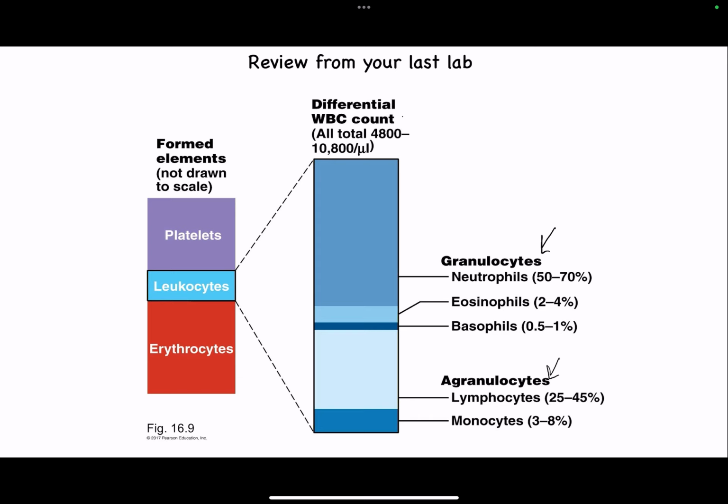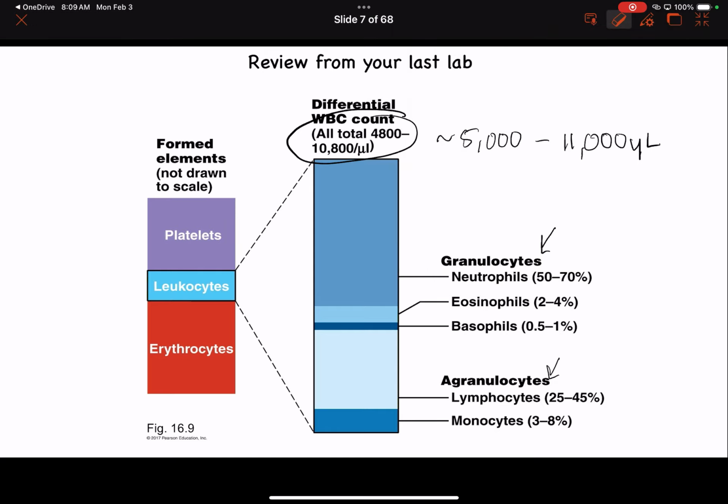One thing to remember is that your total white blood cell count should be about 5,000 to 11,000 per microliter. Your book gives a more accurate number of 4,800 to 10,800, but I'm okay with you rounding up to 5,000 to 11,000. So that should already be in your notes. And it's per microliter of blood.